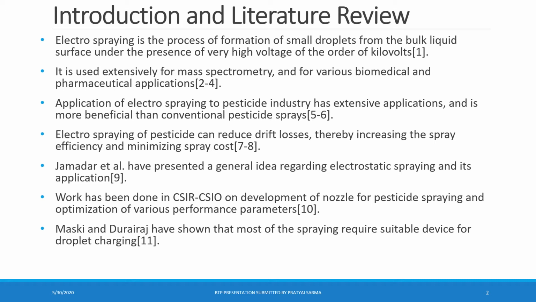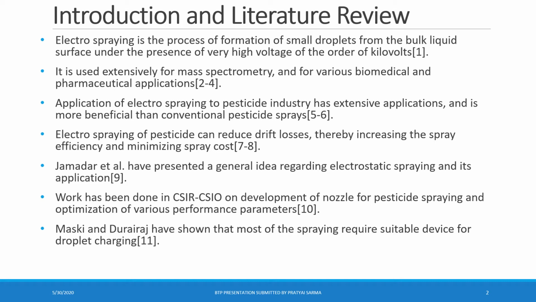The conventional pesticide sprays have very low efficiency due to the drift of the spray. It also leads to human health risk and pollution of the environment. Electrospraying is highly target specific and hence it can reduce drift losses, thereby increasing the spray efficiency and minimizing the spray cost. Much work has been done in this field in the past.